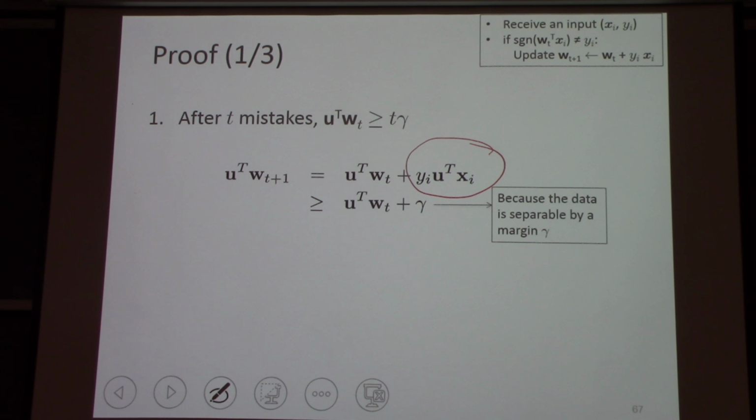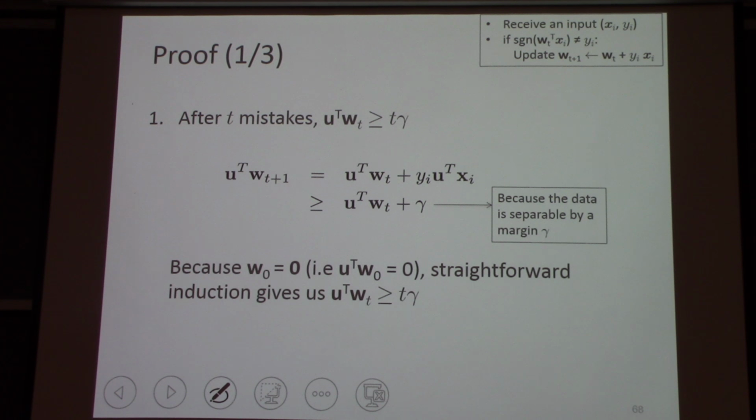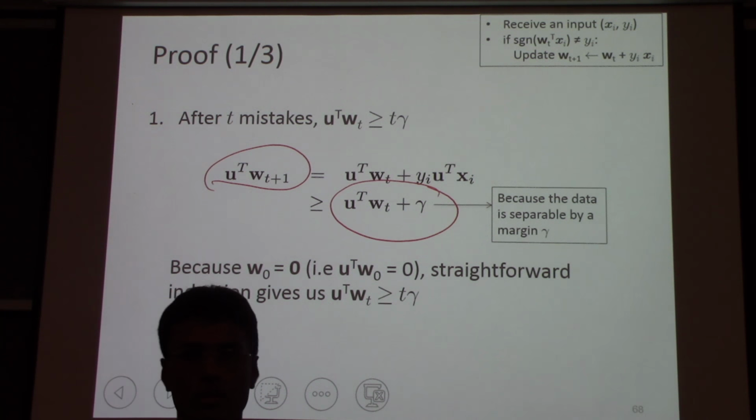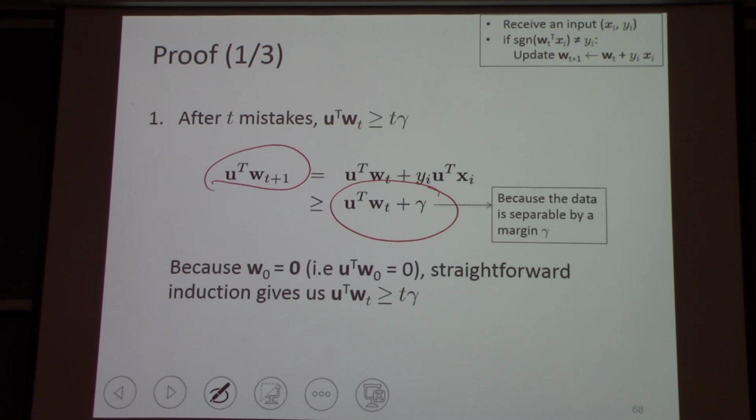So we have this fantastic recursion now. u transpose w_{t+1} is greater than u transpose w_t plus gamma, which is greater than u transpose w_{t-1} plus 2 gamma, and so on. But we know that w0 equals 0. So just unrolling this recursion gives us the statement that we wanted. Okay? Is that clear?